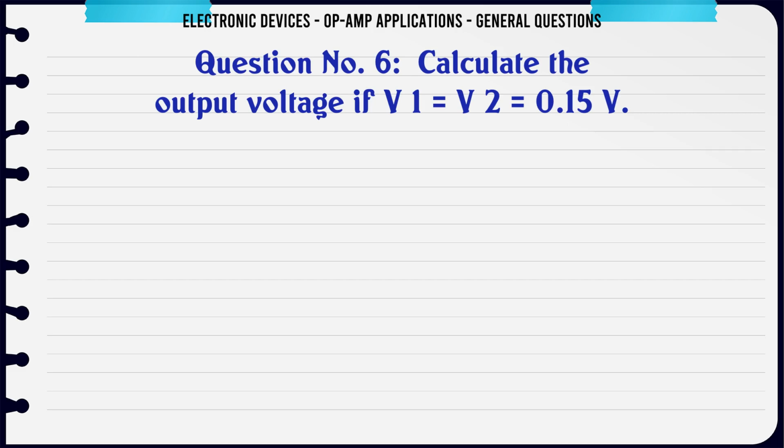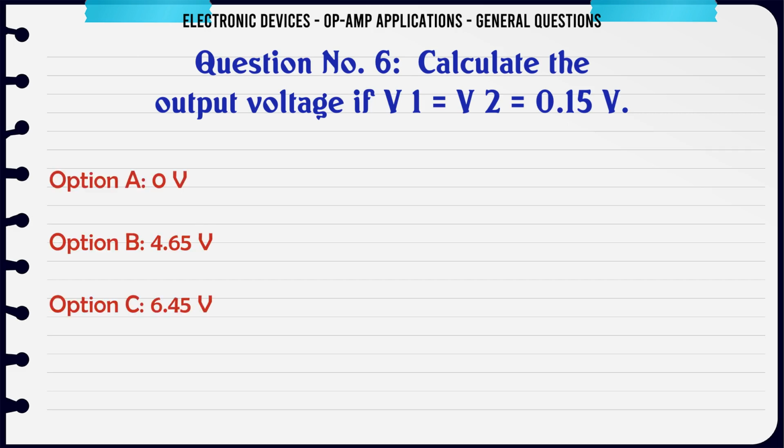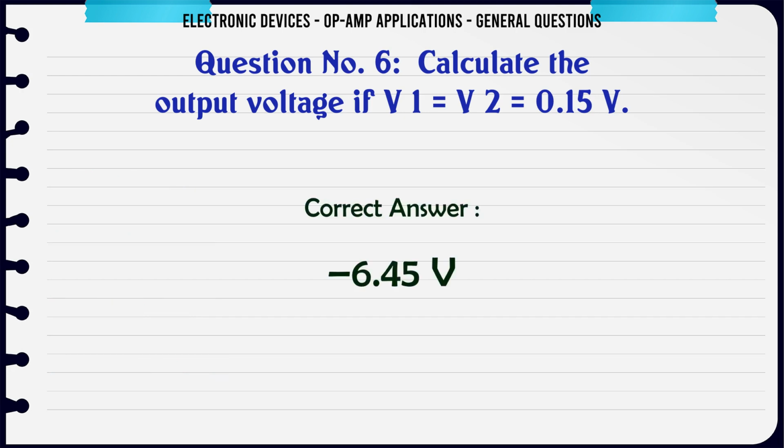Calculate the output voltage if V1 = V2 = 0.15 V. A: 0 V. B: 4.65 V. C: 6.45 V. D: 6.45 V. The correct answer is 6.45 V.